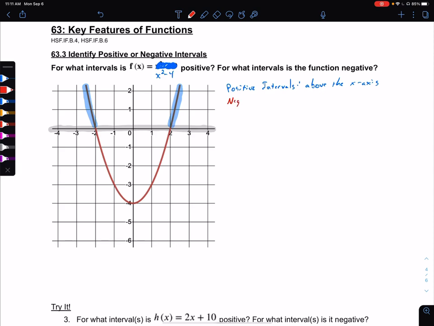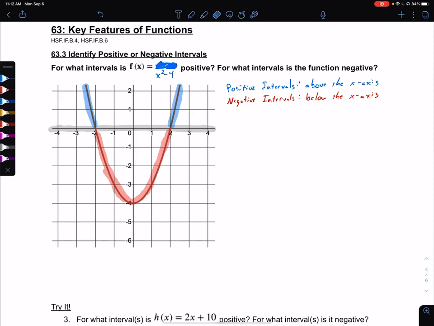Negative intervals are below the x-axis, and that would be an interval down here. This is below the x-axis. So to label these, we're going to use interval notation. I've mentioned this a couple times in the previous videos.